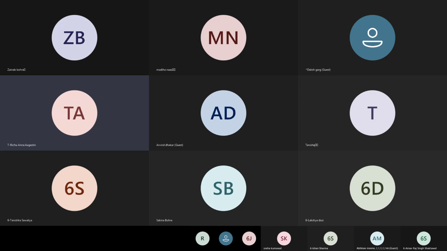Then calyx. Calyx means sepals. Don't get confused. Sepals are collectively known as calyx.